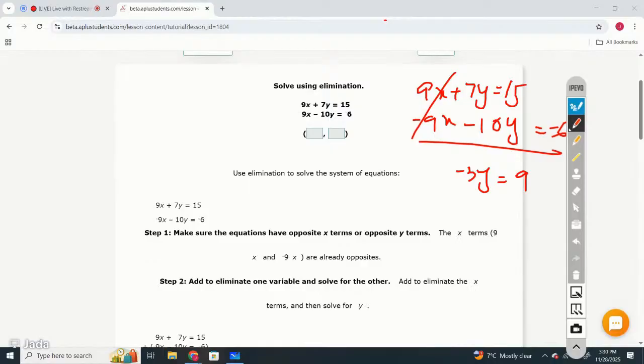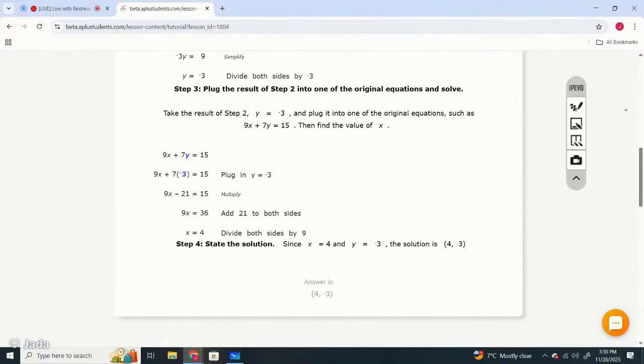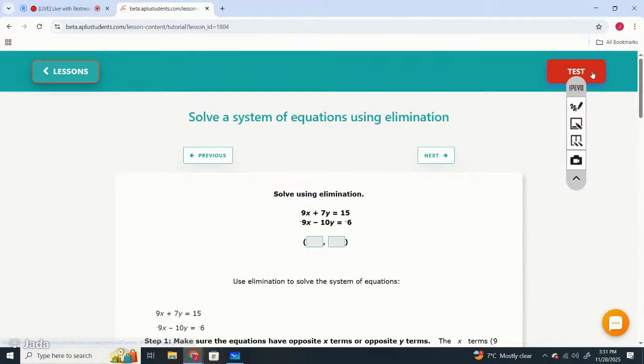So y is equal to negative 3. Now put y equals negative 3 in any of the equations and calculate the value of x. So that is x equals 4. So let's just start with the test questions.